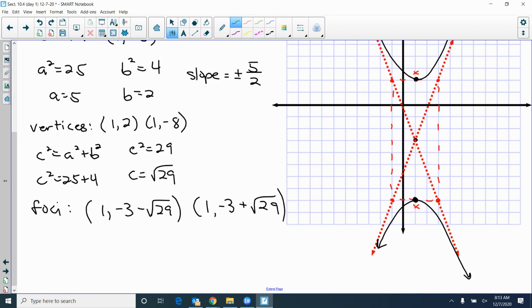All right, take a second and think about the equation of the asymptotes. We haven't done that in a while, so you're probably not quite as familiar with that. But think about what the equation of the asymptotes are.